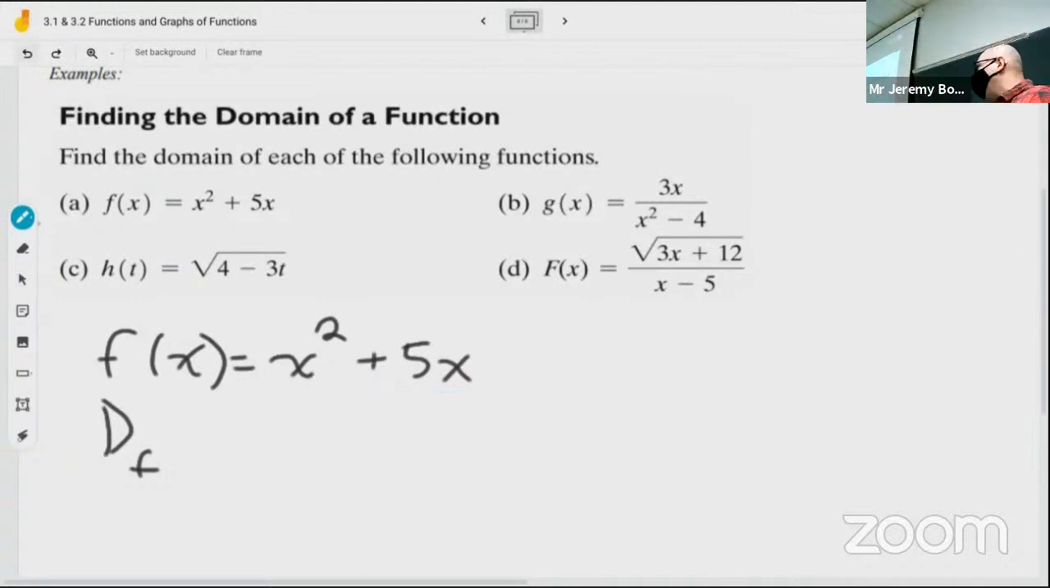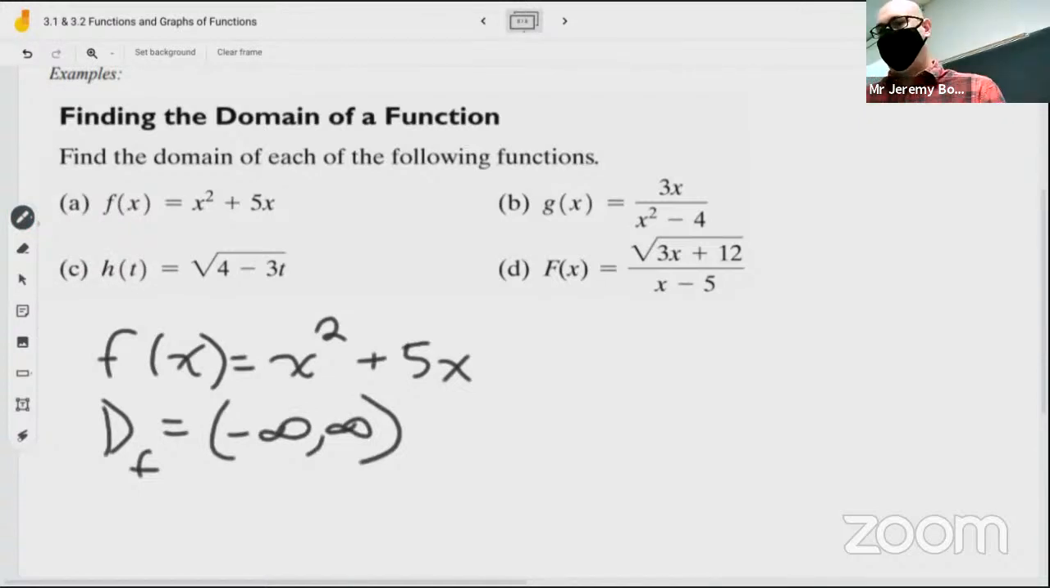Is there an x under an even root? That's an even exponent, but not a root, not a radical. I'm talking about a radical like this. There's no x's in there, right? So there's no restrictions on this. The domain of that function can be negative infinity to positive infinity, all real numbers. Any questions on that? That was A. Let's do B.